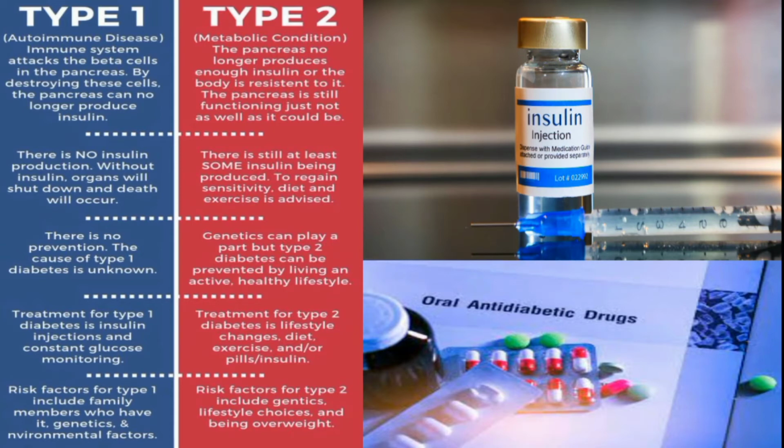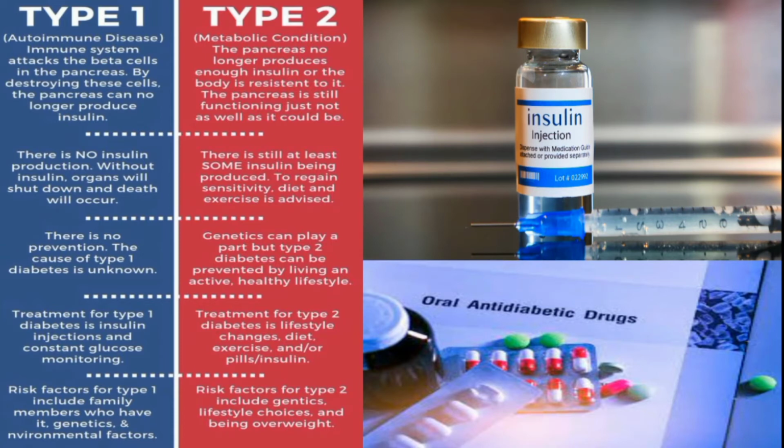So to regain sensitivity, diet and exercise are advised. And there is no prevention of type 1 except insulin. The cause will also sometimes be idiopathic. When coming to type 2, genetics also play a part. This type 2 can be prevented by a healthy lifestyle and healthy eating.